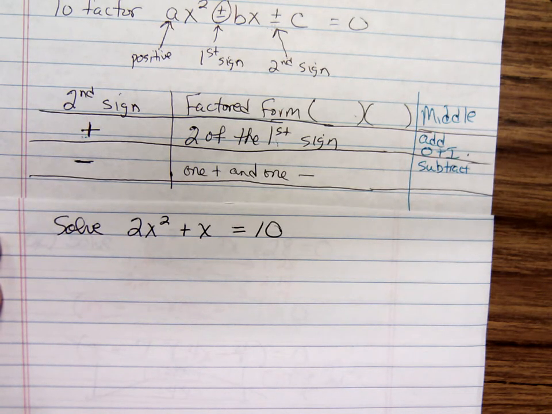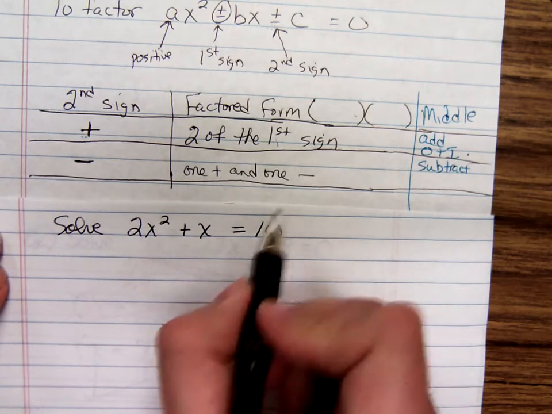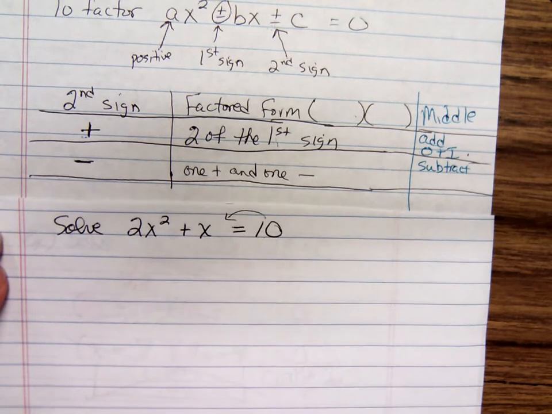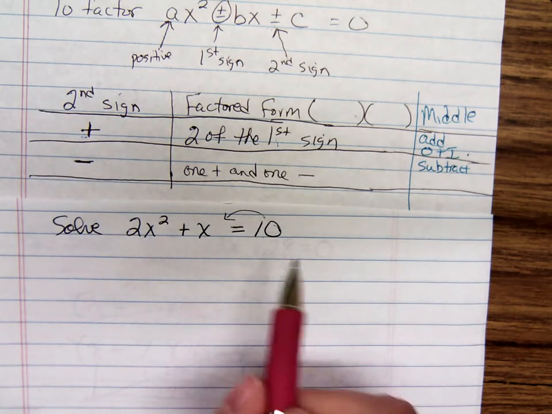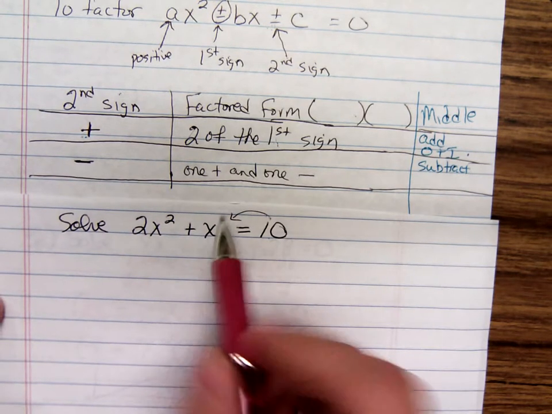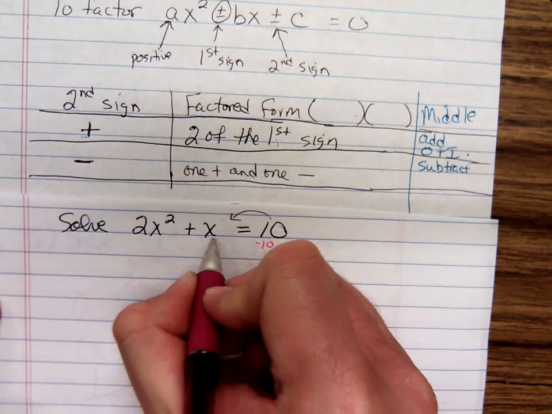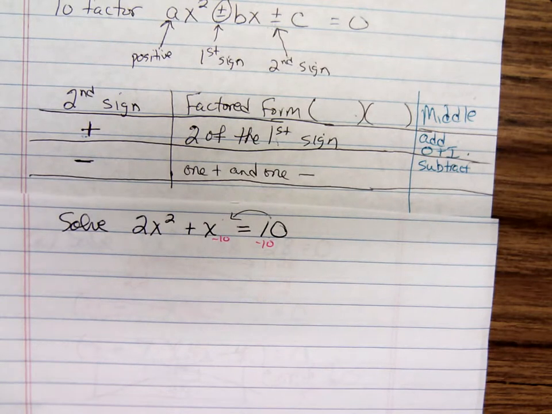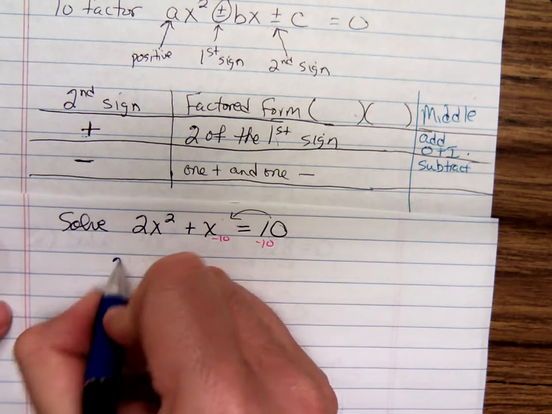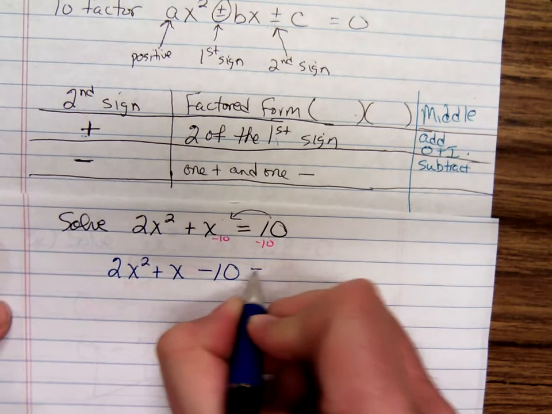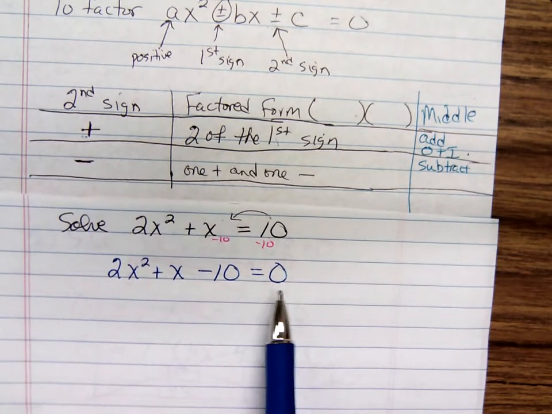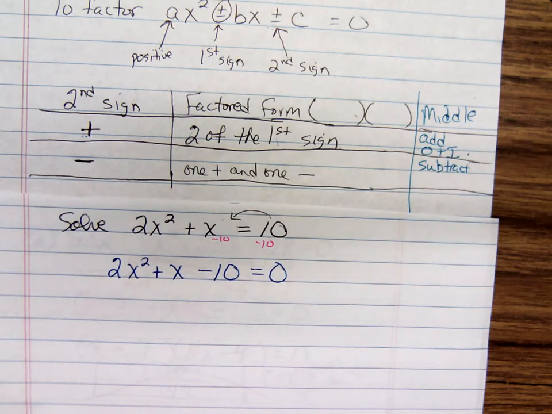Well, first of all, this thing isn't in standard form. I'm going to need to move that 10 over. And the way I do that is by subtracting 10. I'm not sure how your previous teachers have done it. My habit is to put the little arrow, which means subtract 10, subtract 10. So here's the equation: 2x squared plus x minus 10 equals 0. You've got to have that 0 on one side before you start doing the factoring.